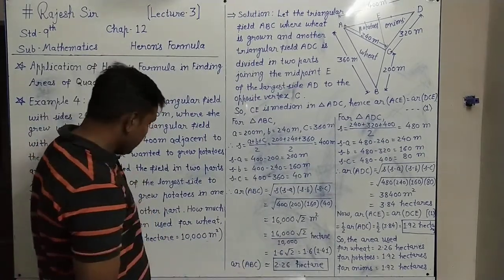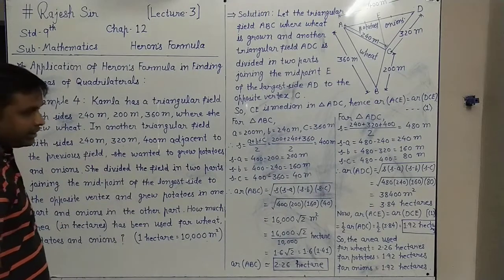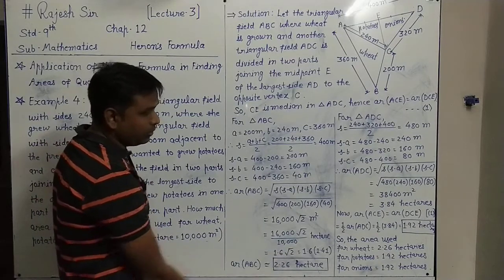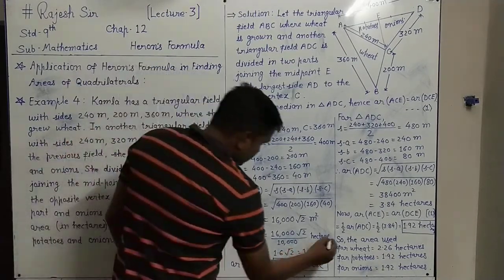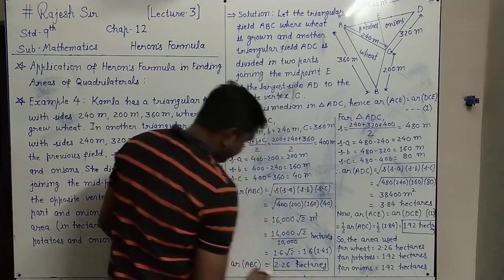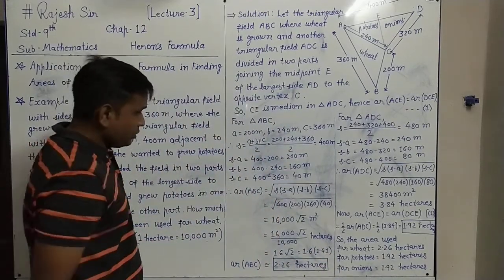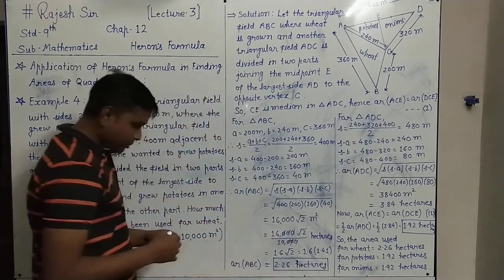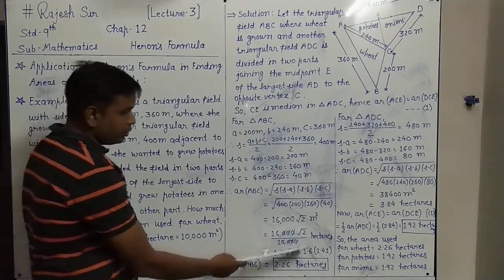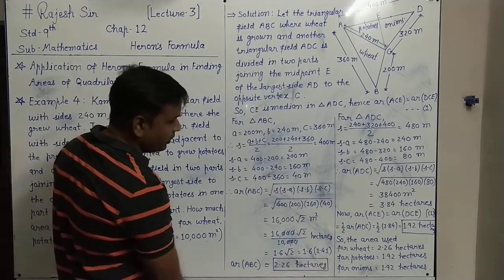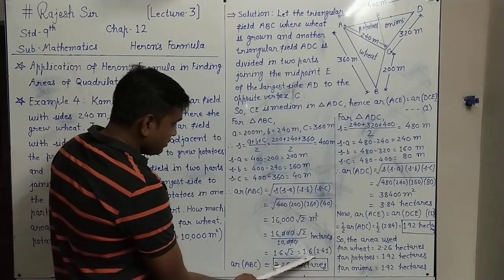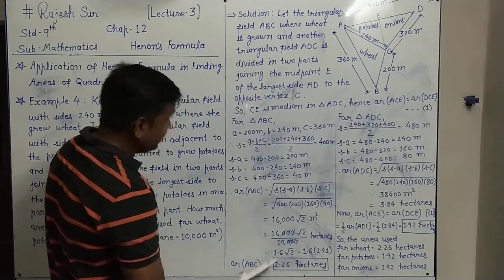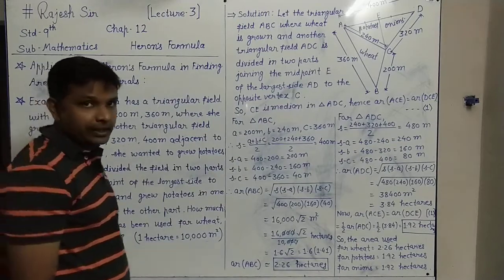This can be converted into hectares because we want the area in hectares, and 1 hectare equals 10,000 meters square. So to convert into hectares, you divide by 10,000. So you can understand the 3 last zeros will be cancelled. 16 by 10 can be written as 1.6, and this is root 2. Root 2 value is 1.41. Multiply these two, 1.6 into 1.41. We will get 2.26 hectares. The area of ABC is 2.26 hectares.